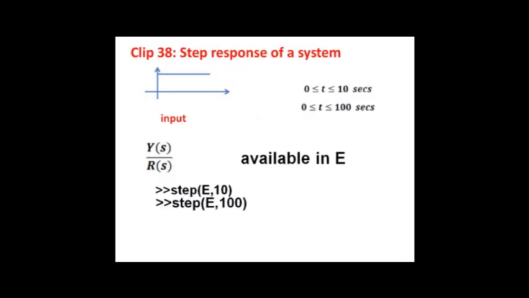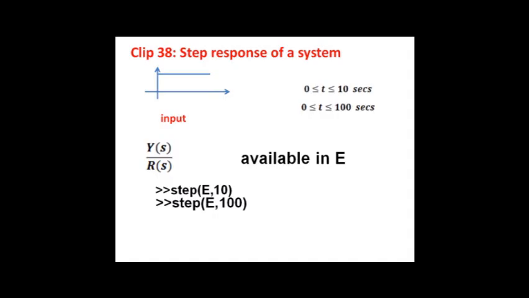Viewers need the background of clip 38, where we discussed how to find the step response of a control system in MATLAB. Here our input is u(t), which is very much like the graph shown on the screen. We know that the equivalent transfer function y to r is available in the workspace variable E. We would like to test the amplitude response over two intervals: 0 to 10 seconds and 0 to 100 seconds.